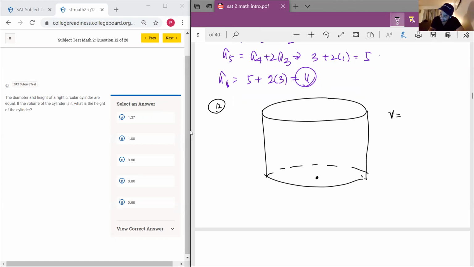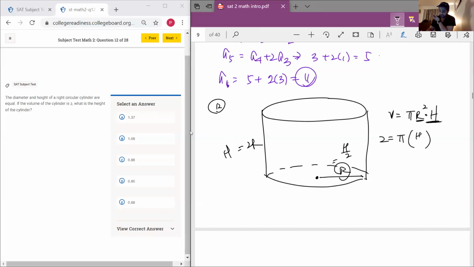The volume of a cylinder, so if this is R, that's the radius, so the height is 2R, which is equal to the diameter, is pi R squared times the height. And we want the height of the cylinder. So let's get R in terms of the height. If this is H, R is H divided by 2. So the radius is H divided by 2, squared, times H.